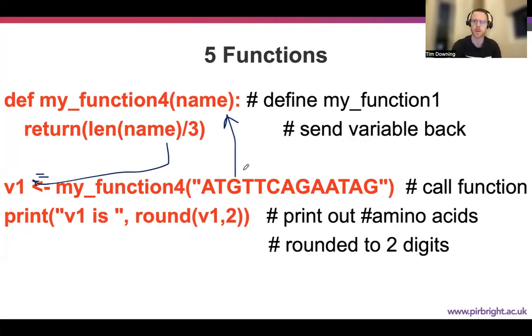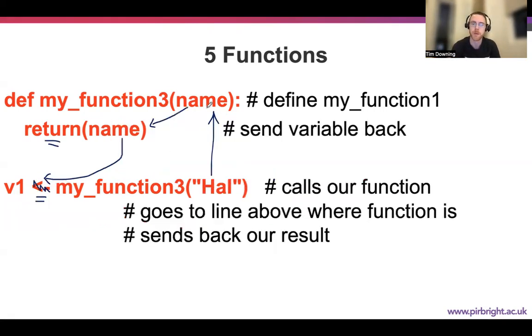So if we want to think about what happened here, we'd have 1, 2, 3, 4.33. 4.33 is what it would give us. v1 is 4.33. And you can try it out yourself and create your own functions to do different things. Start with something simple, like this one, and then you can build up from there.